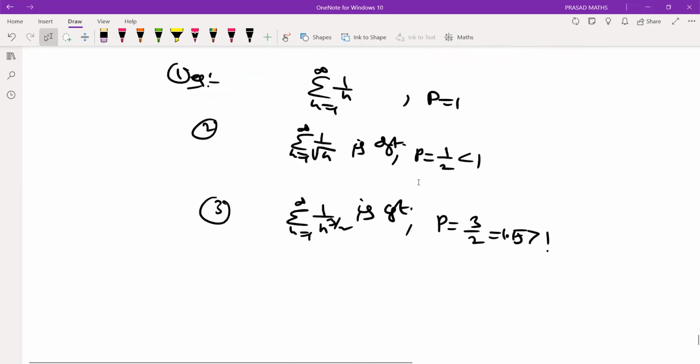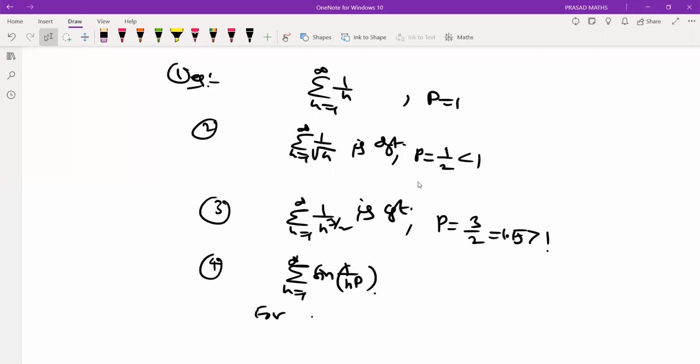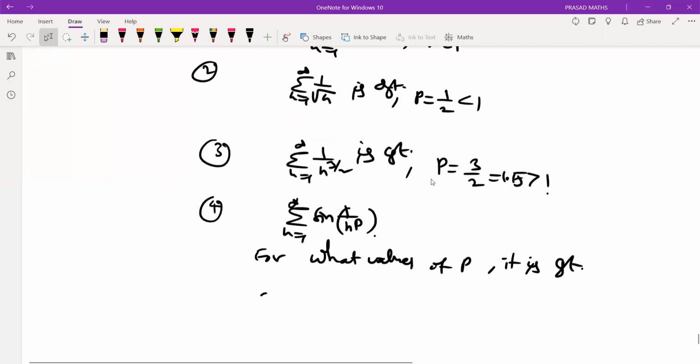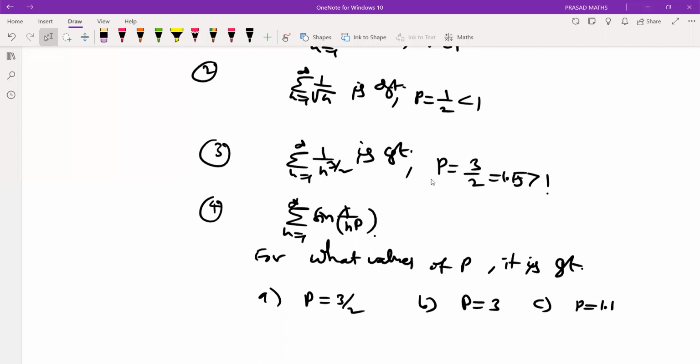Suppose I'm going to give this question. Summation n equals 1 to infinity, sine of 1 by n power p. When do you say that it is convergent? For what values of p is it convergent? Option A, p bigger than 1. Option B, p equals 3 by 2. Option C, p equals 3. Option D, p equals 1.1. Option E, p equals 1.